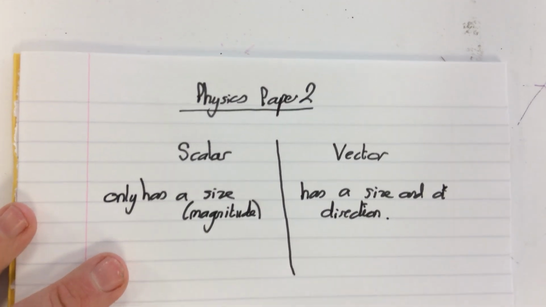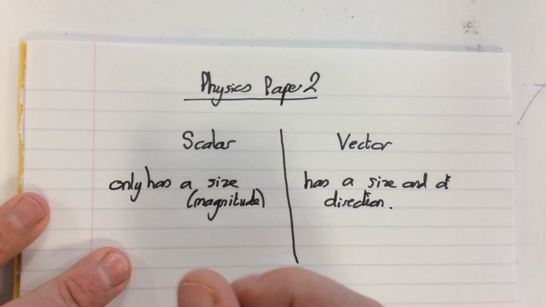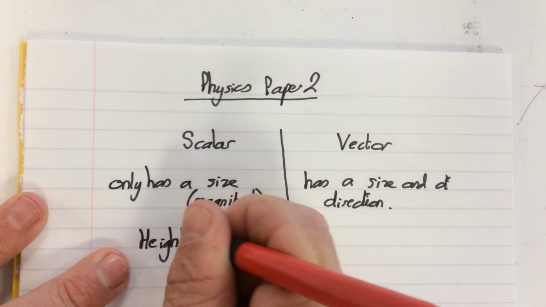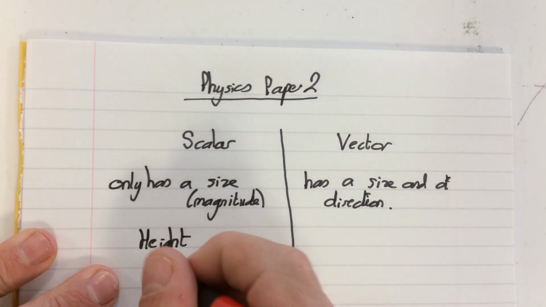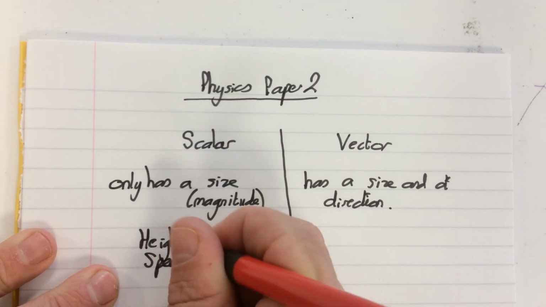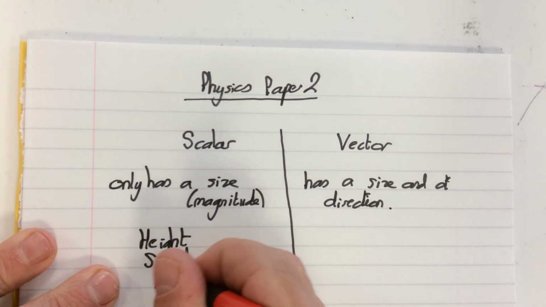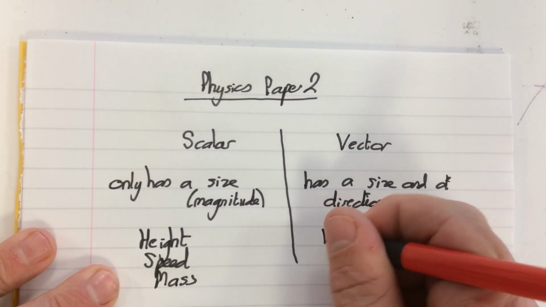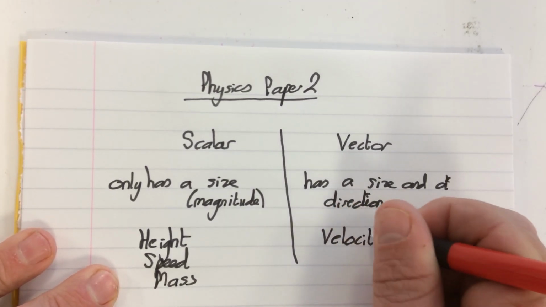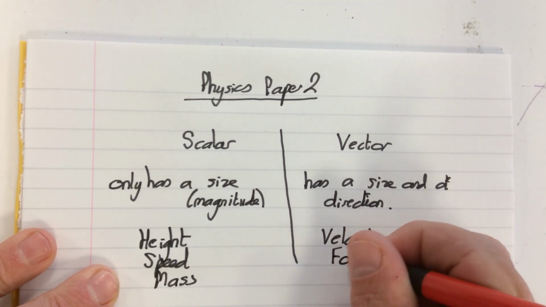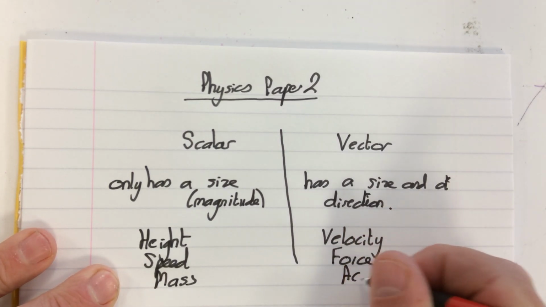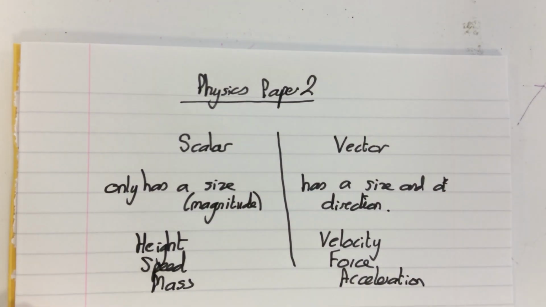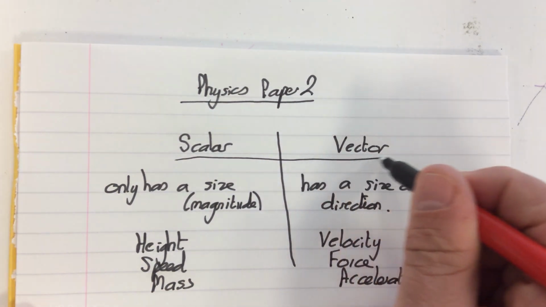Okay. Examples of a scalar quantity would be height. Doesn't matter what direction it is, it's still called height. Speed and mass. So they only have a size, but these quantities, velocity, force and acceleration, have a size, but they also have a direction.